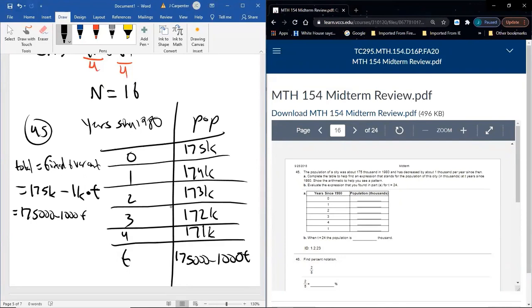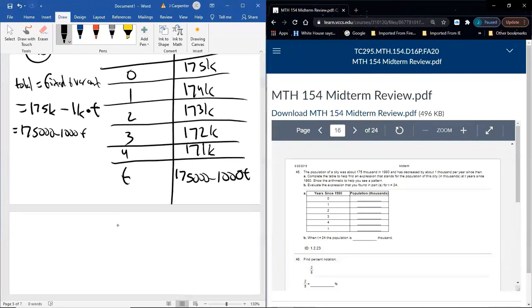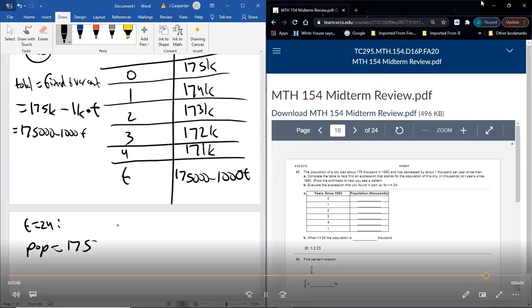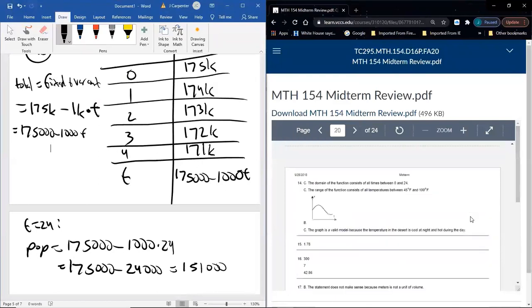And then for part B, they say to find the population in thousands when T is 24. So when T is 24, our population would be 175,000 minus 1,000 times 24, which is 175K minus 24K, which is 151,000. Now, I think in the answer key, they write the answer to the population a little weird.